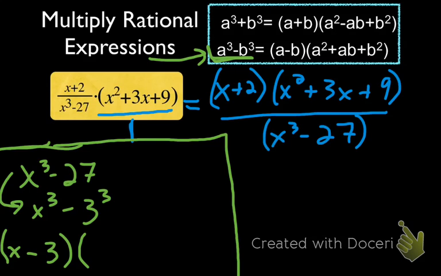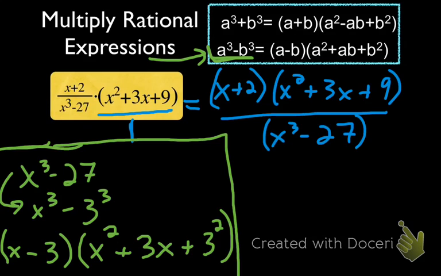Questions on the first? I'm going to once again plug in a and b, which is x and 3. So I'll have x squared minus ab. Well, that's just 3 times x. Excuse me, plus. Yeah, plus b squared. Well, that's 3 squared. And that's the fully factored form.